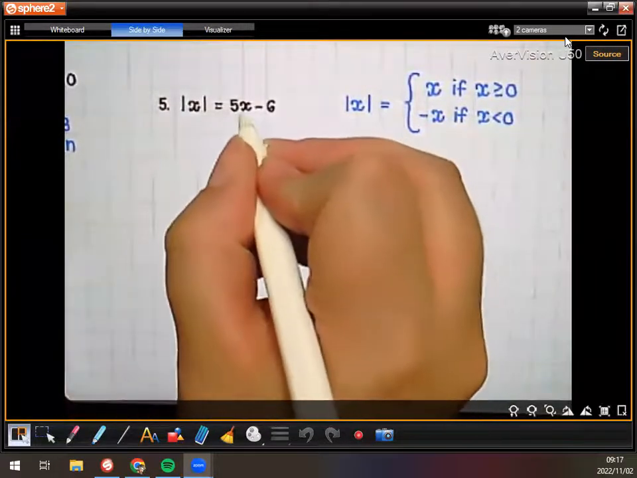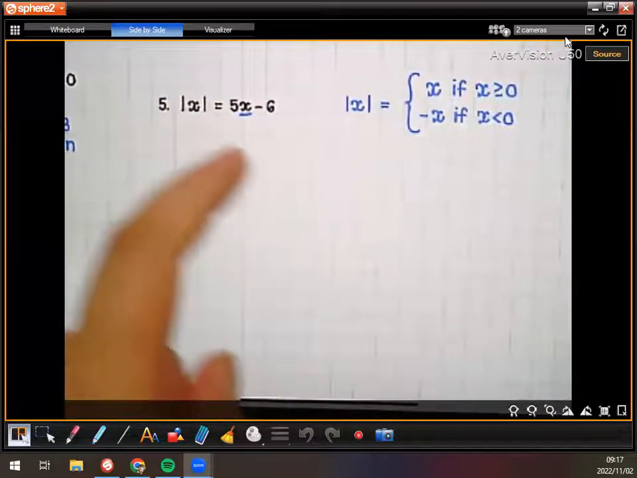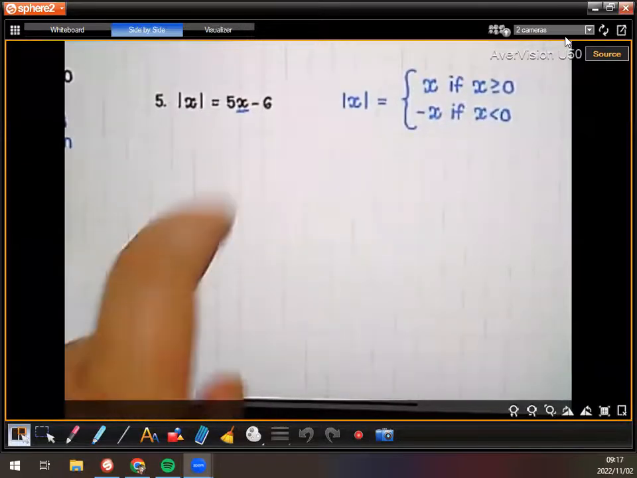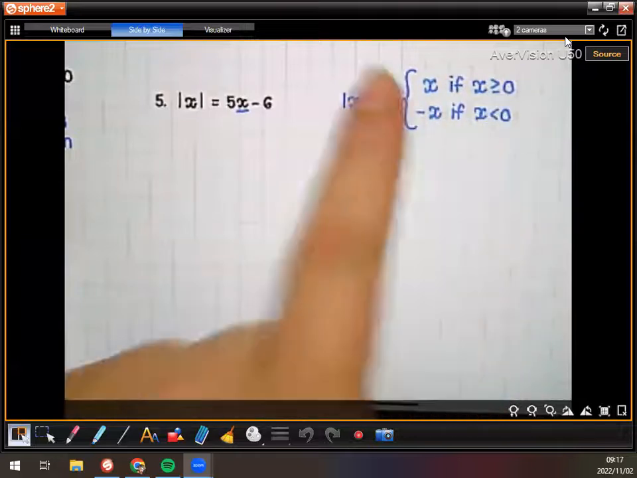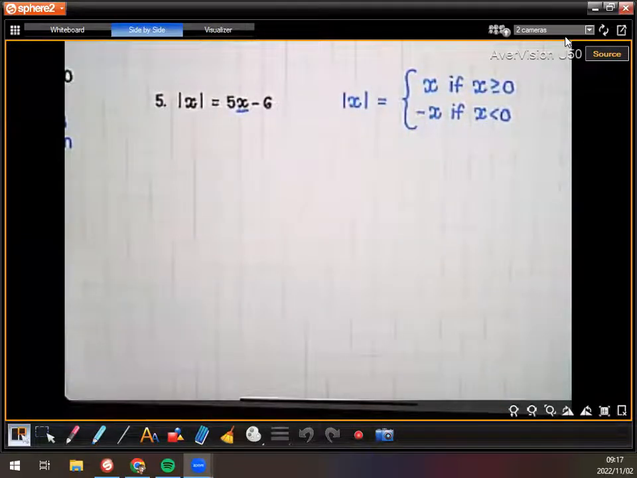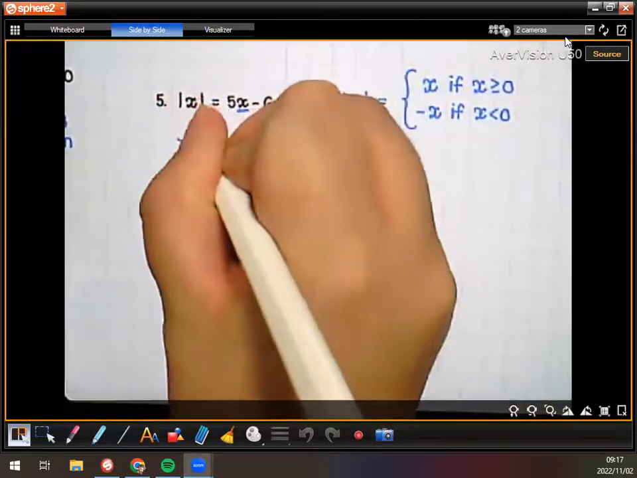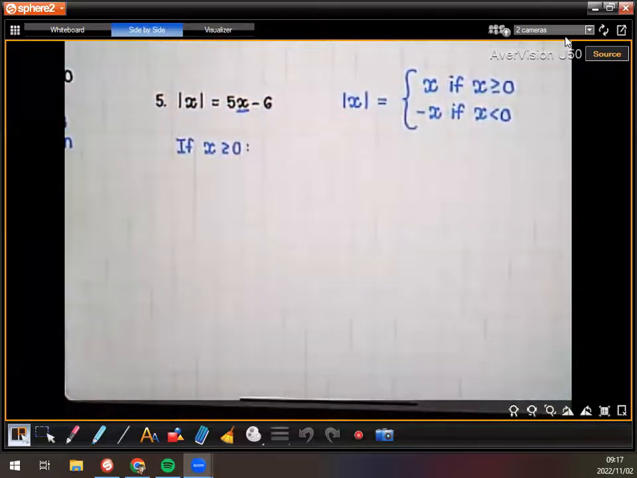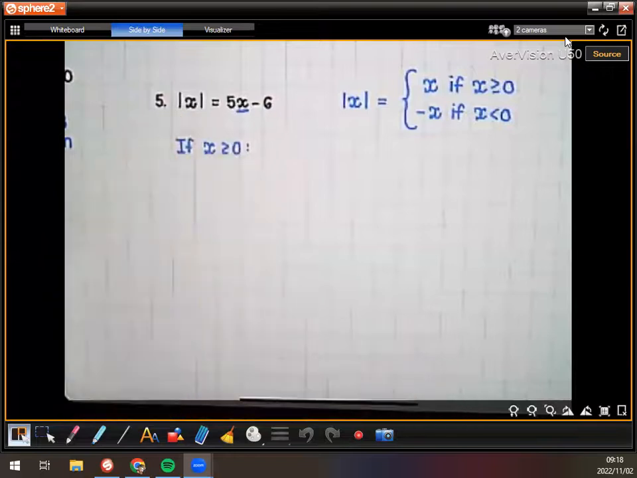And the fact that there's a 5x here complicates things. If it was just a 6, for example, we would just say x is plus or minus. But as soon as you have a variable in your absolute value, and not in the absolute value you have another x term, then we're going to have to work with the definition. So what we're going to say, guys, is if x is greater than or equal to 0, we are going to set up an equation if the x value that we're getting is positive or equal to 0. Let's just think about positive for now.